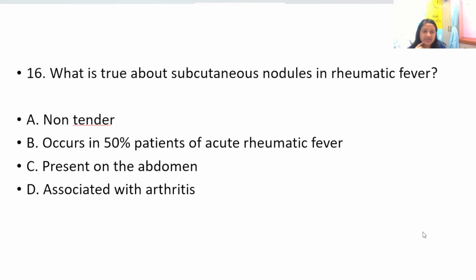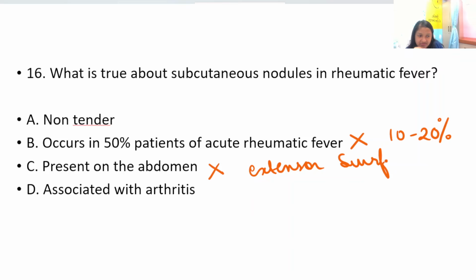What is true about subcutaneous nodules in rheumatic fever? They are non-tender. They occur in 50% of patients of acute rheumatic fever. They present on the abdomen or they are associated with arthritis. They occur in 50% patients? No, they occur only in 10 to 20% of patients with acute rheumatic fever. So they are relatively rare. Present on the abdomen? No. They are usually present on extensor surfaces like elbows and shins of tibia, right? So extensor surfaces, they may be present on spine and scalp.